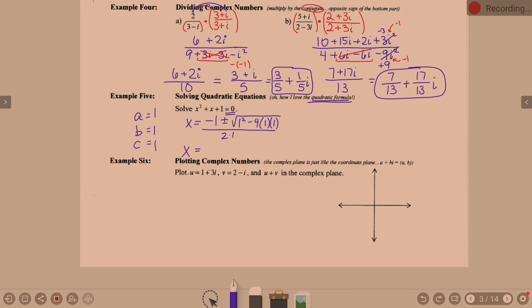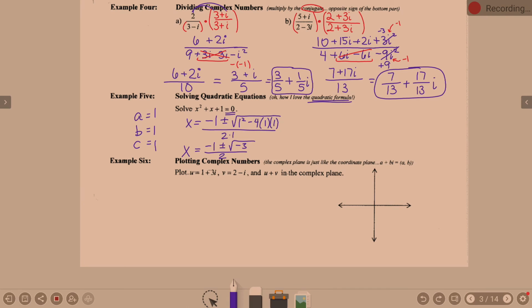On top, negative 1 is still negative 1, plus or minus. What happens under that radical? It's 1 minus 4, isn't it? Okay, 1 squared is 1. 4 times 1 times 1 is 4. And 1 minus 4 is negative 3, all over a denominator of 2.